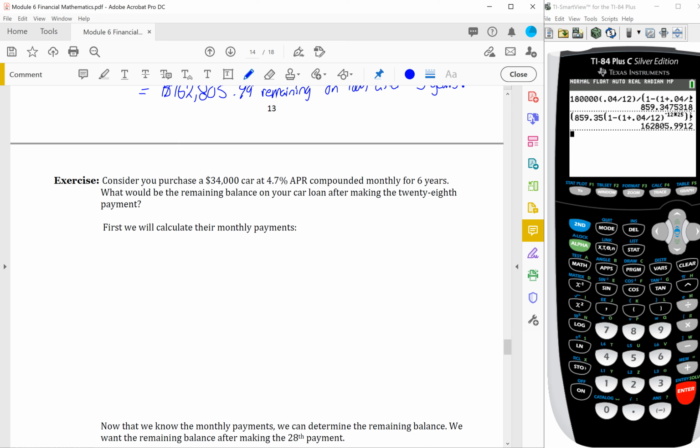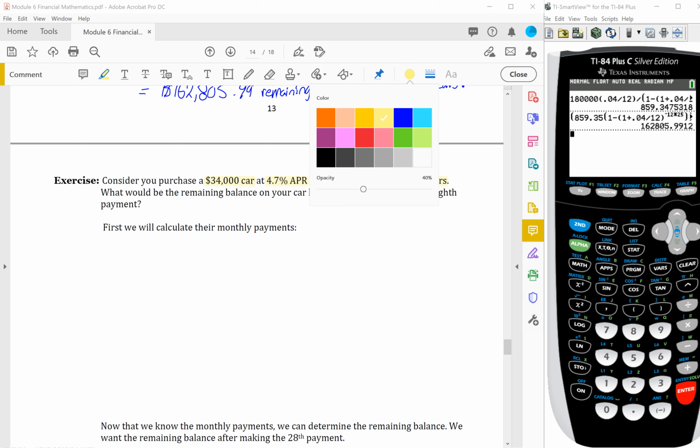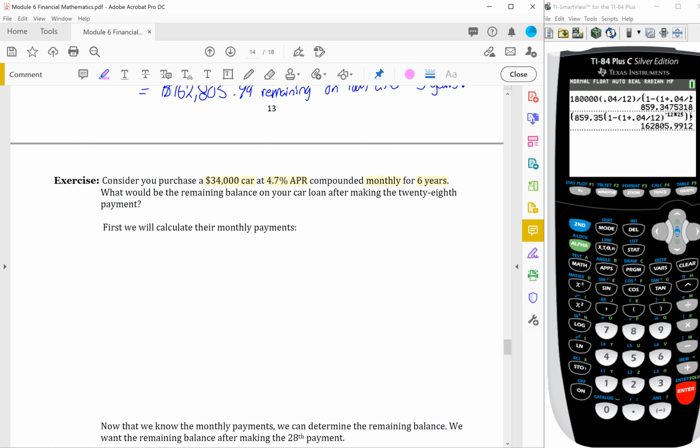Consider you purchase a $34,000 car at 4.7% interest, compounded monthly for 6 years. What would be the remaining balance on your car after making the 28th payment?